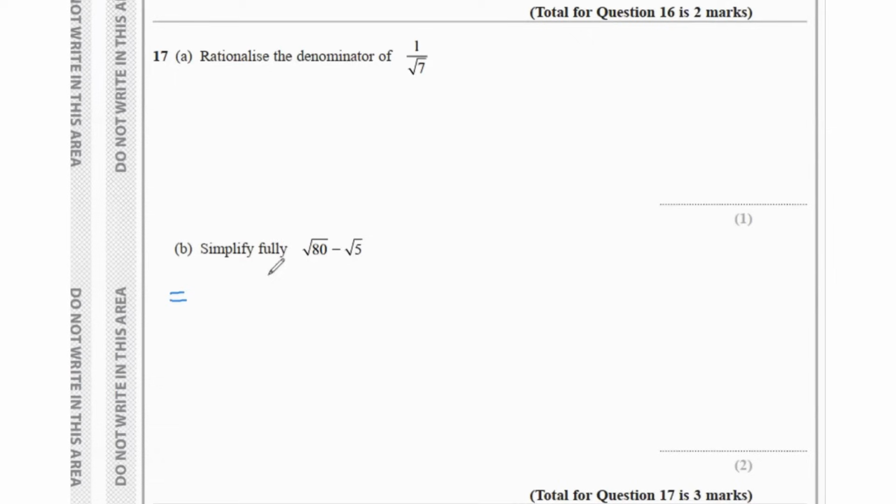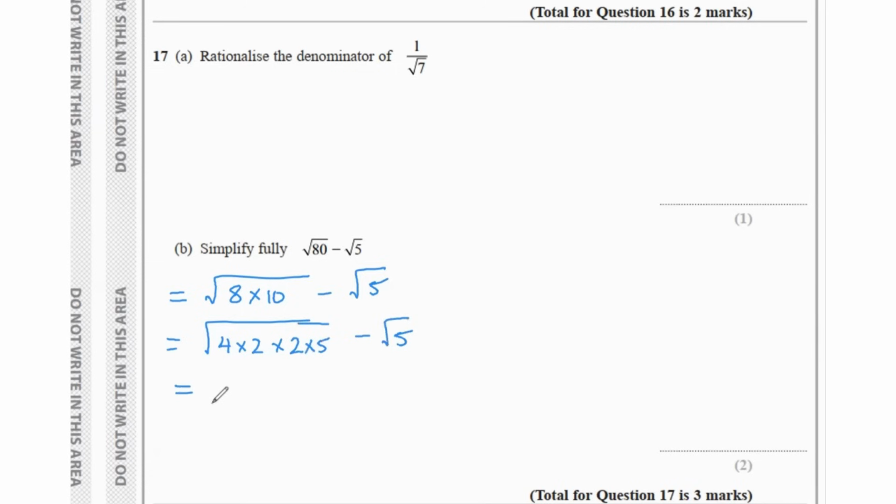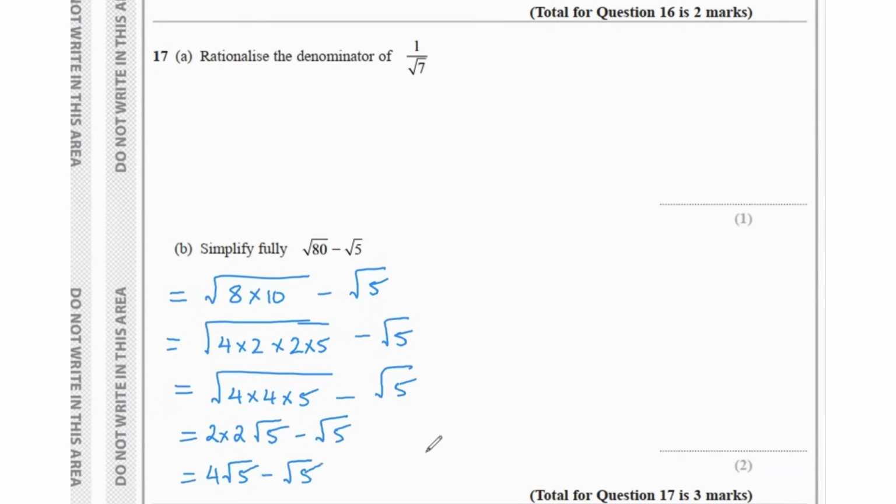Part B says simplify fully root 80 minus root 5. So we prime factorize root 80. Root 80 is 8 times 10. 5 is a prime number, so it remains as it is. 8 is 4 times 2, and 10 is 2 times 5. So we can rewrite this as root of 4 times 4 times 5. We know 4 is a square number, so the 4 comes outside as 2. When we take 2 fours outside, that's 2 times 2. And that is 4 root 5 minus root 5, which gives us 3 root 5. That is your answer.